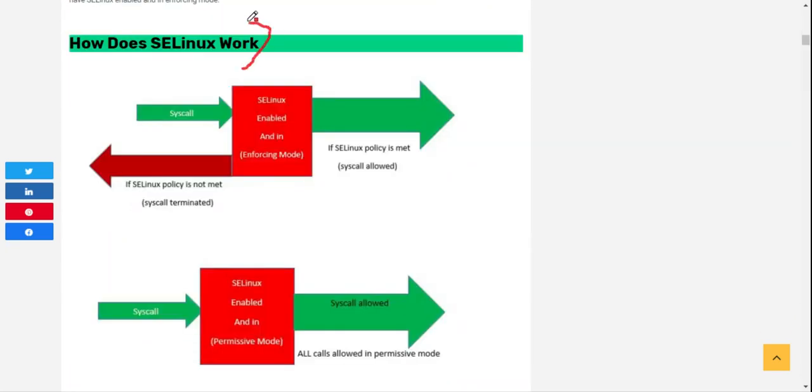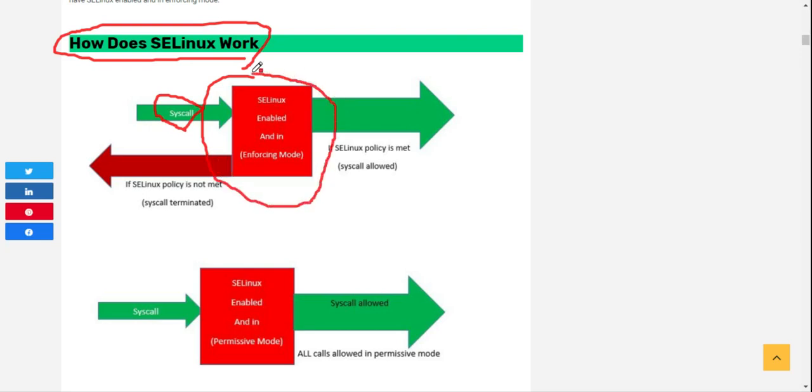Okay, so how does SELinux work? When a syscall is initiated, a syscall is a system call, so it could mean that a service is trying to perform some particular activity on the system, right? When a syscall is initiated, depending on the mode of SELinux at that time, SELinux can either be in enforcing or permissive mode. But in this situation, we're looking at the enforcing mode.